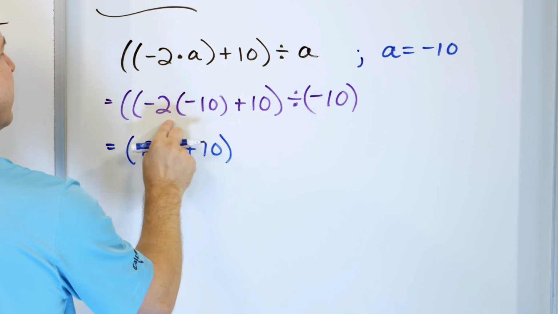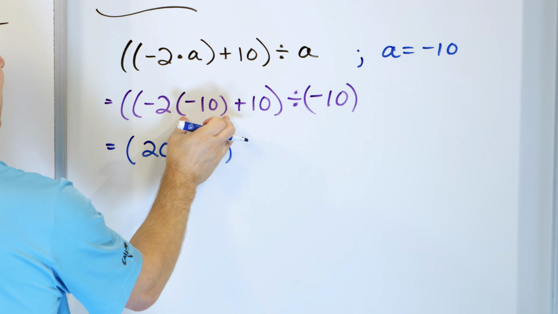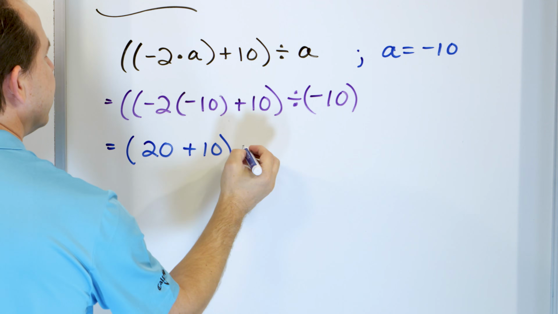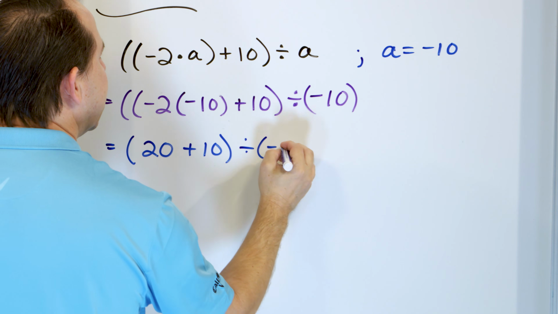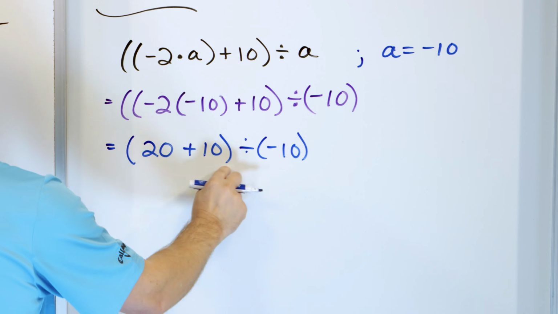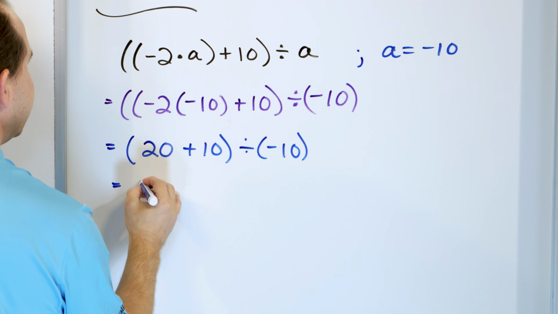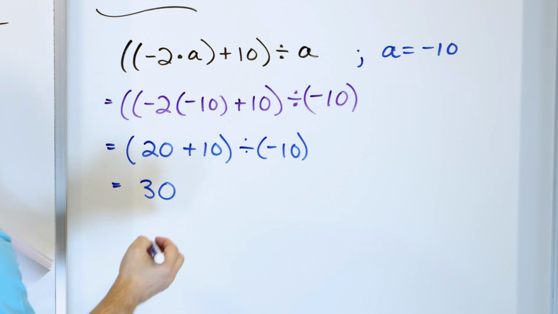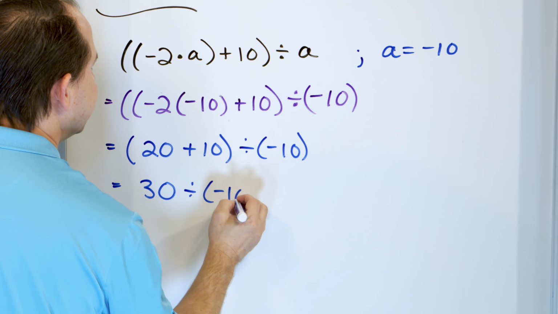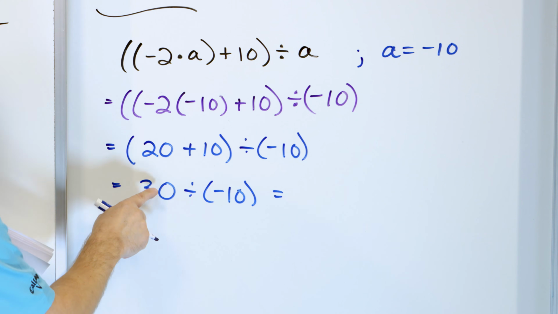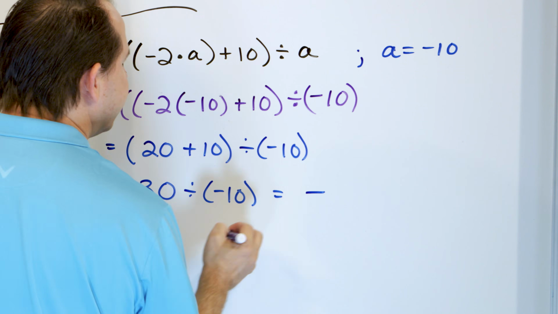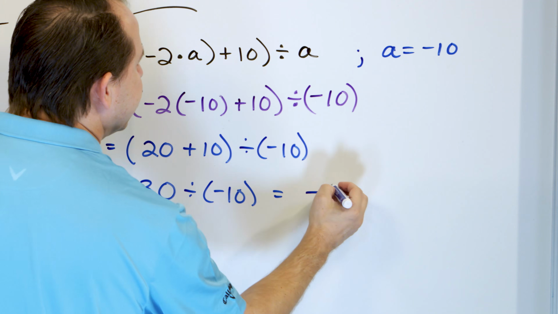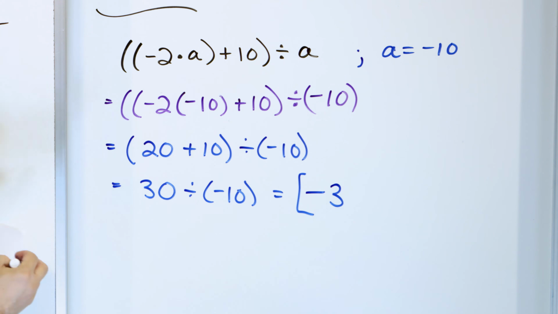So you see, once we do the multiplication here, then we can drop these parentheses here. And we have divide by -10. We still have to work inside of here. 20 plus 10 is 30. Now we can drop the parentheses and divide by -10. Right? Now, positive divided by negative is a negative number always. 30 divided by 10 is 3, and so the answer is -3, and that's the final answer.